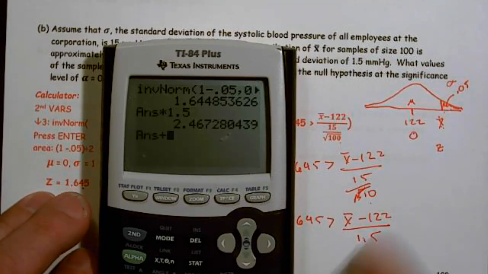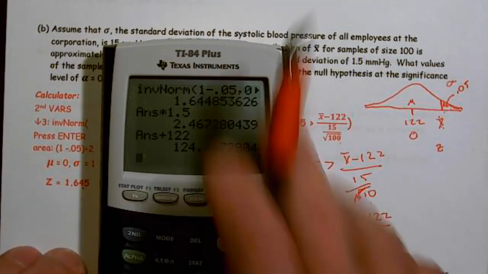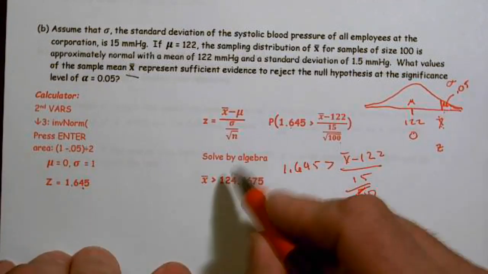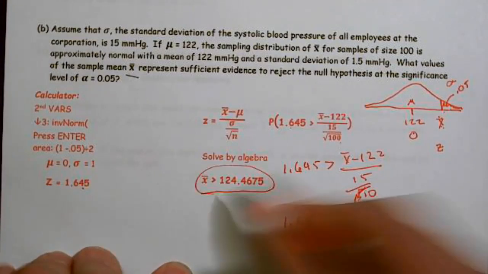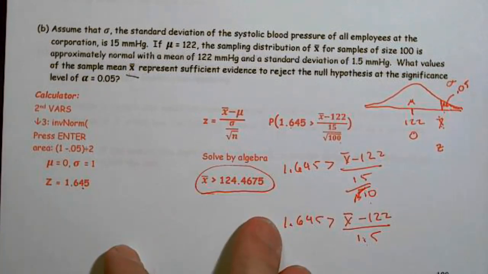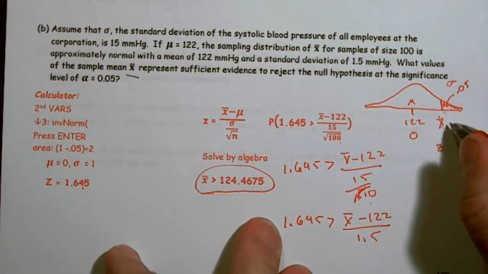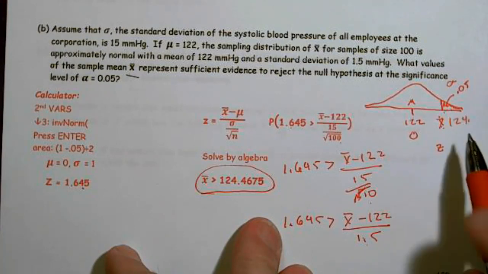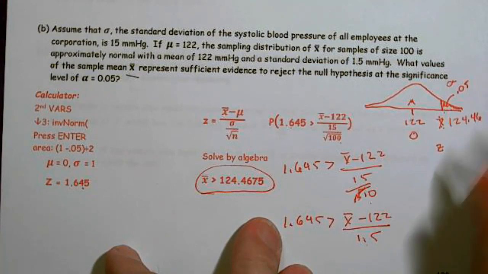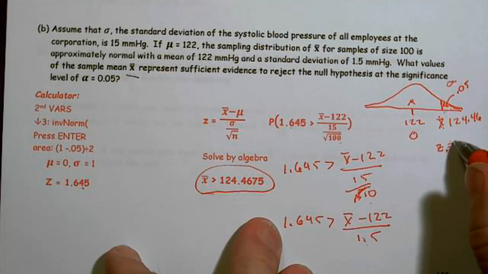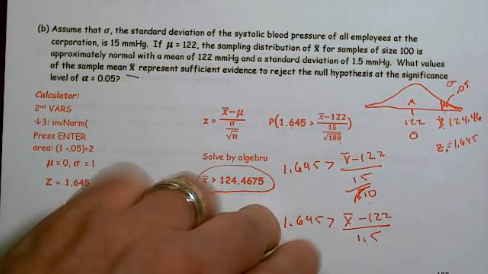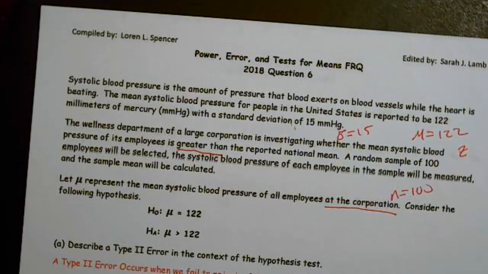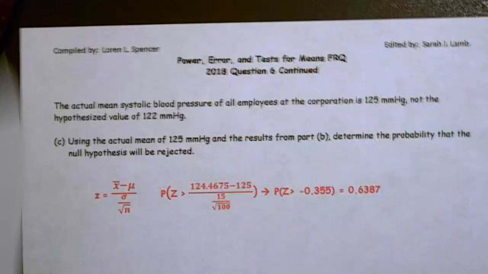And then I'm going to add the 122, and I end up getting 124.467. All right. So this right here would be the x bar that we were looking for. I should note this is my x bar of 124.46, and my z-score that was associated with that is 1.645. All right. So the next page, because it's a question 6, so you know it's going to be long.